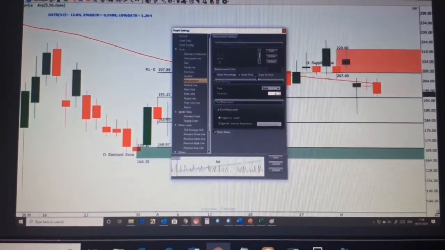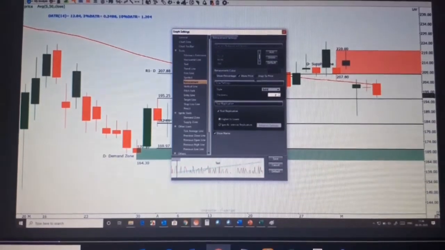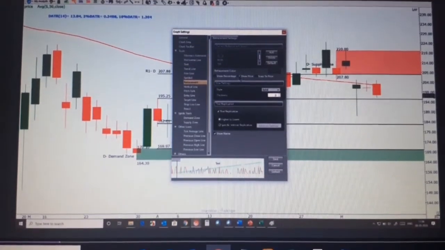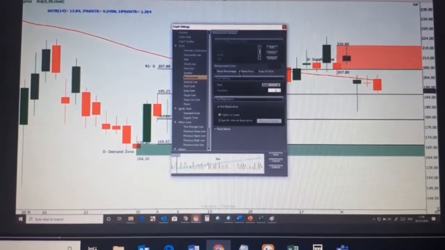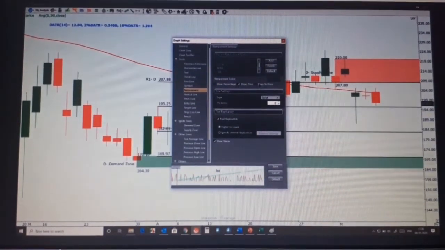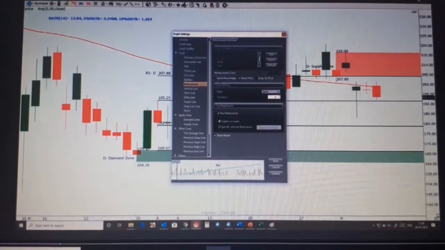You can use the snap to price. No, don't use snap to price. Okay, don't use snap to price. Just click on this show price. Okay, show price. Do not click on snap to price. Do not click on show percentage.